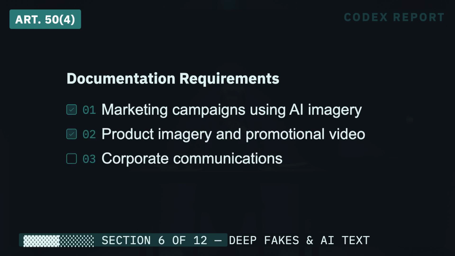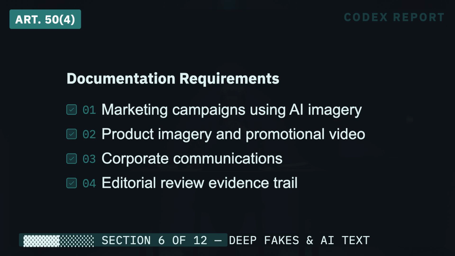For the compliance officer, the action items from paragraph 4 are these. First, identify all uses of AI-generated or AI-manipulated media across your organization, marketing campaigns, product imagery, promotional video, corporate communications. Second, for any content constituting a deep fake, implement disclosure mechanisms. Third, for AI-generated text on matters of public interest, implement disclosure unless the editorial review carve-out clearly applies. Fourth, if relying on the editorial review exemption, document the review process, who reviewed, when, what changes were made, and who holds editorial responsibility. That documentation is your evidence of compliance if challenged.